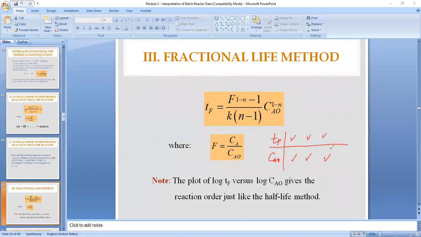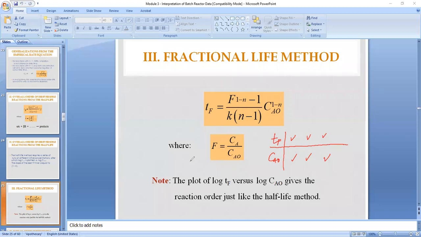So just like the half-life method, you will have to add 2 rows here, taking the log or the ln of this fractional life and this initial concentration. Still, the best fit line will have the slope of 1 minus n. And of course, the order of the reaction could be determined from that. It's the same thing with the intercept of your best fit line. The same equation as the half-life method. So if you can read here on the note, the plot of the log of the fractional life versus the log of the CA0 gives the reaction order just like the half-life method.